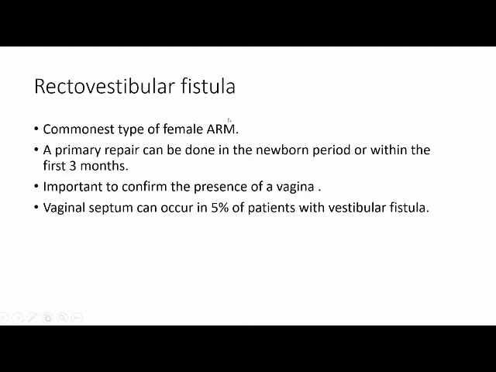The commonest type of female ARM will be a rectovestibular fistula. A primary repair can be done in this case in the newborn period itself or within the first 3 months of time. It is very important that you confirm the presence of the vagina also in such cases, and you need to rule out a vaginal septum, because it can be seen associated in almost 5% of the cases of vestibular fistula.